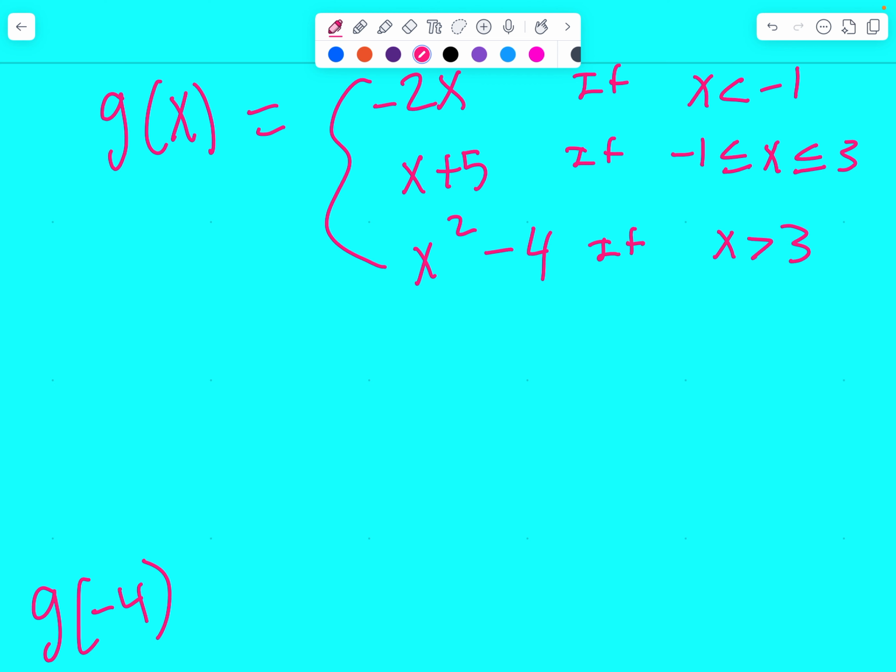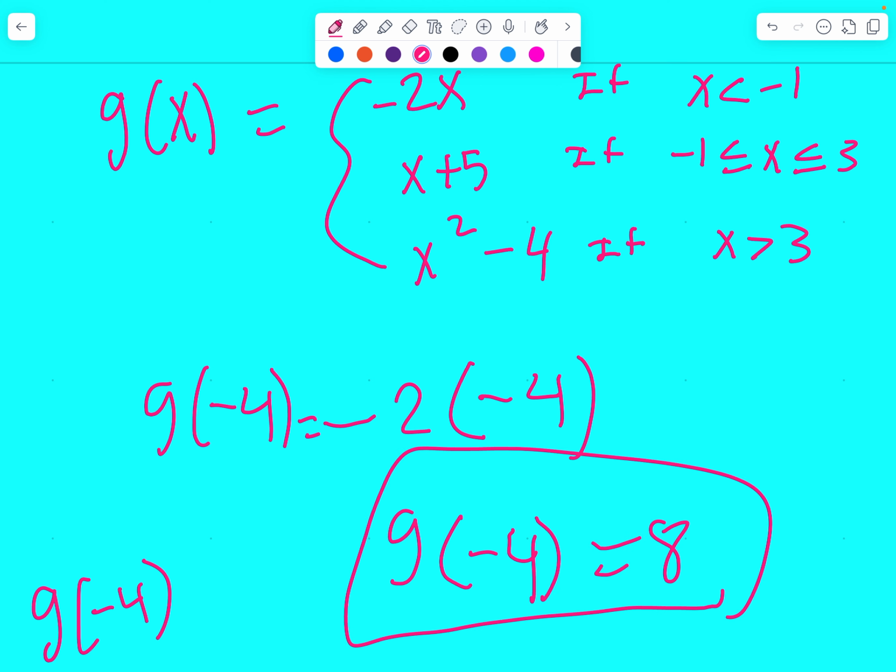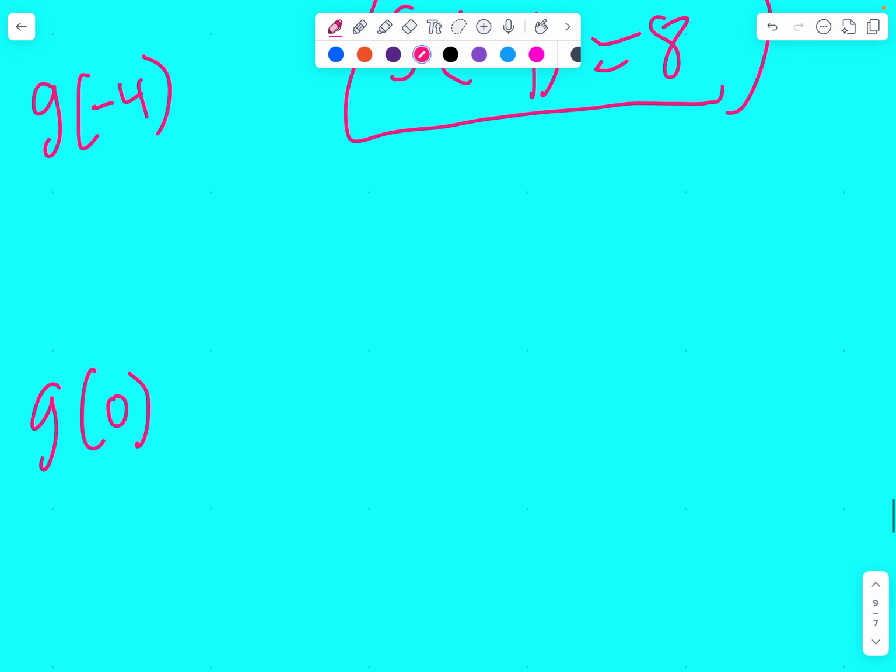So we're going to have negative 2 times negative 4. You're going to say g of negative 4 equals negative 2 times negative 4, which is positive 8. Negative 2 times negative 4 becomes positive 8 because a negative times a negative is a positive. So g of negative 4 is 8. Done.